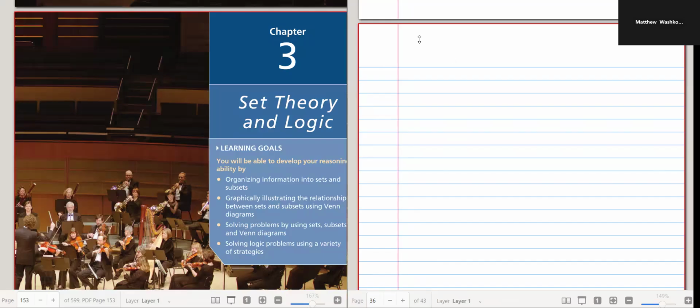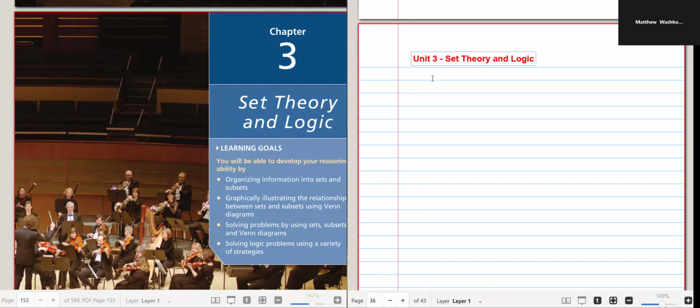Okay, everybody. So welcome. Now we are moving out of the finance stuff and we are moving into unit three, which is set theory and logic. Now, there's going to be a lot of definitions to front load this. We are going to make you a cheat sheet that you're going to need for this.